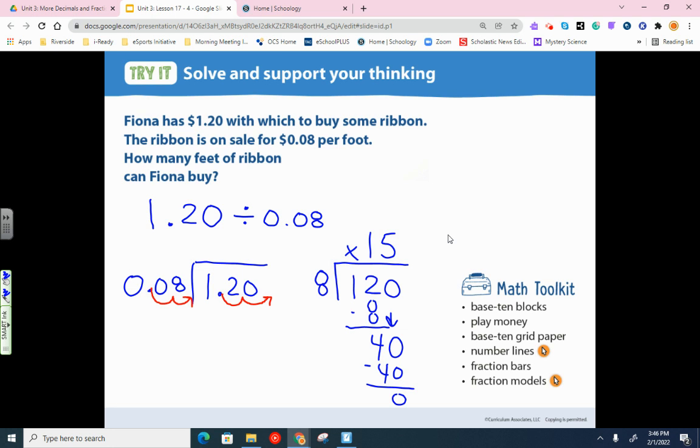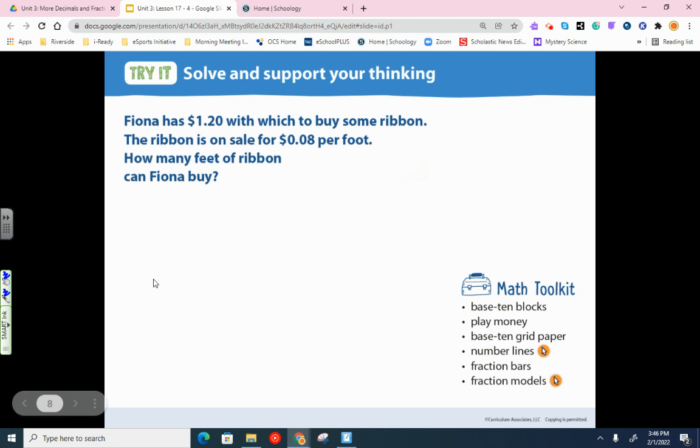So it says, how many feet of ribbon can Fiona buy? She could buy 15 feet. Okay. Go ahead and turn the page.